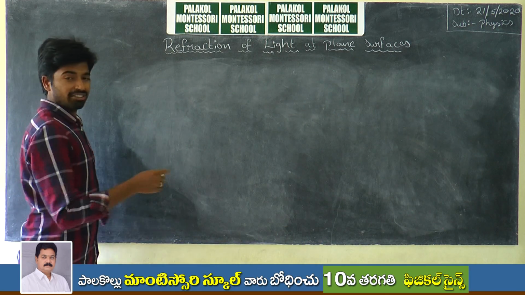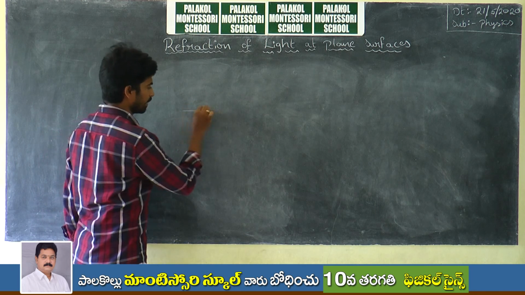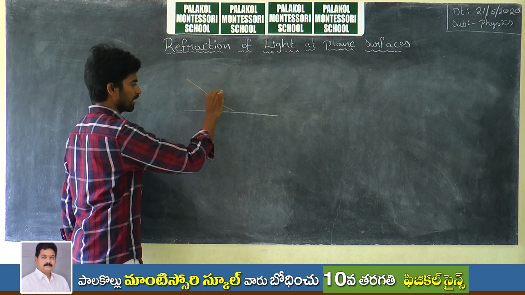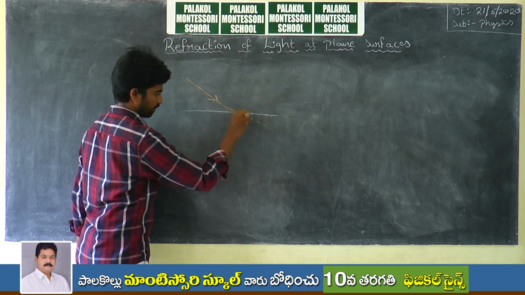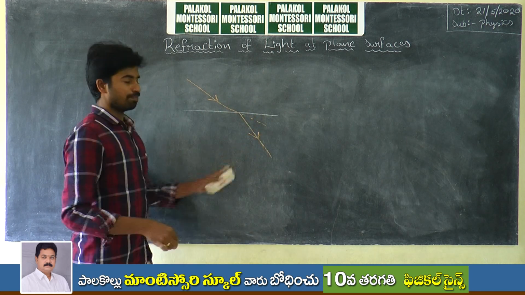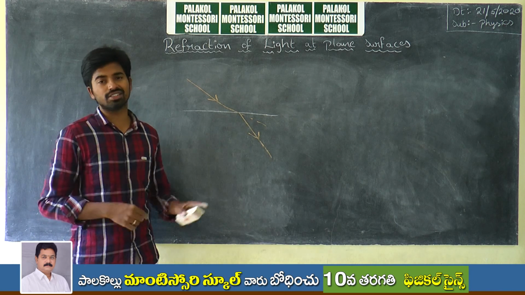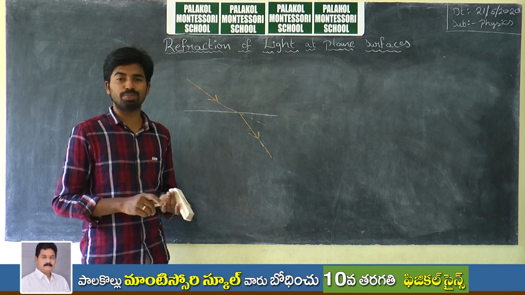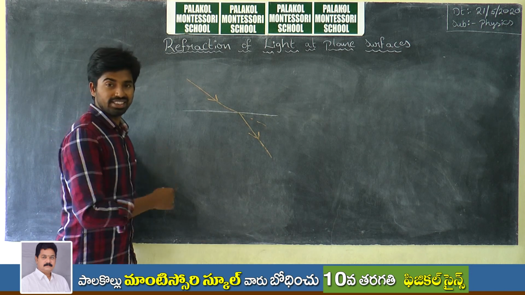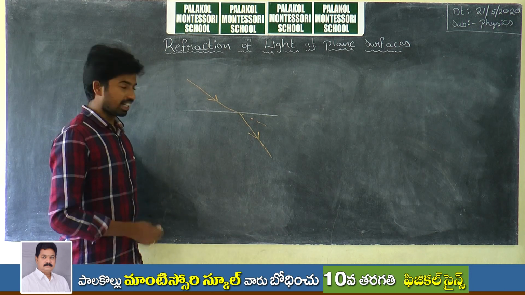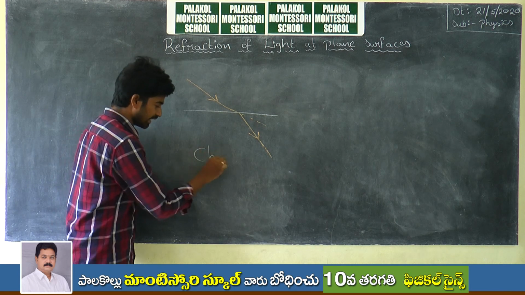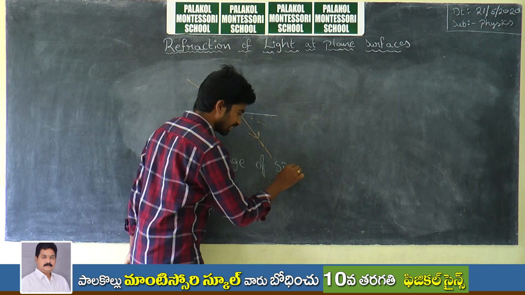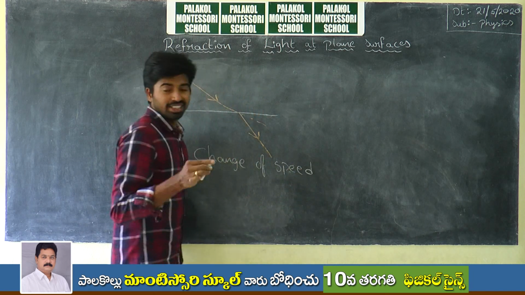So when light travels from one medium to another medium, some bend will occur and it changes its direction. It is due to the change in speed. This change in direction of light occurs due to the change in speed. The speed of the light is changing.